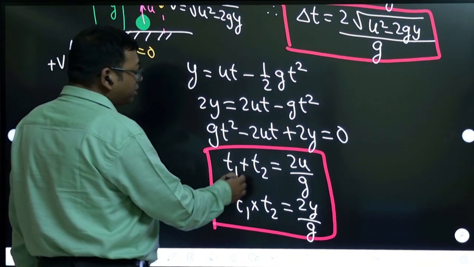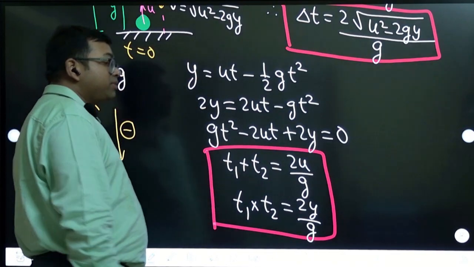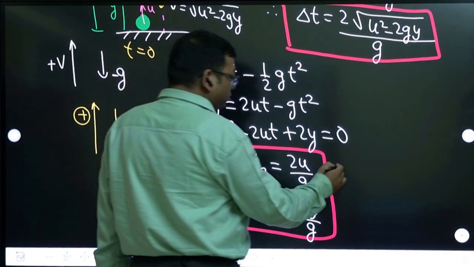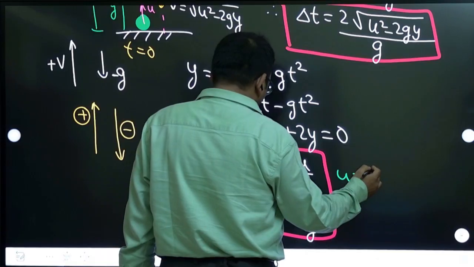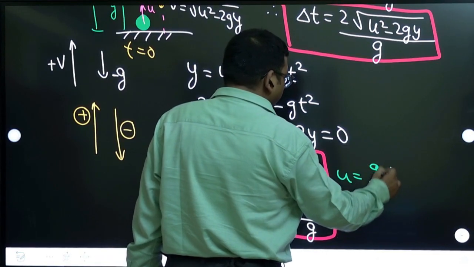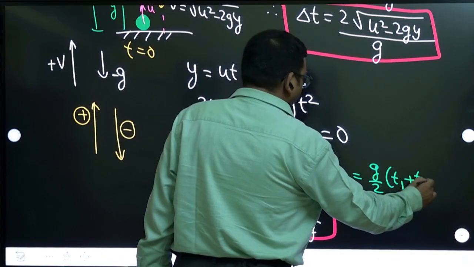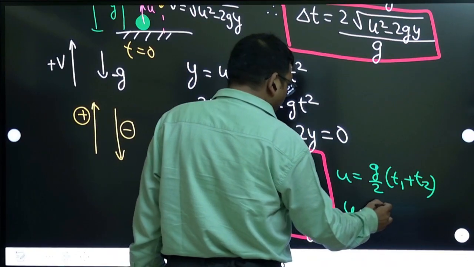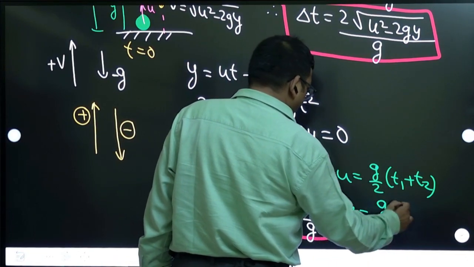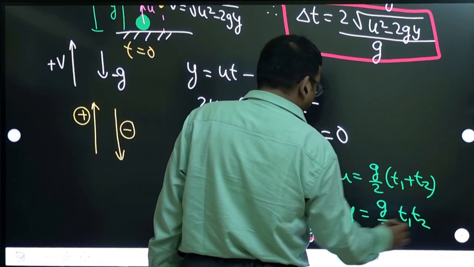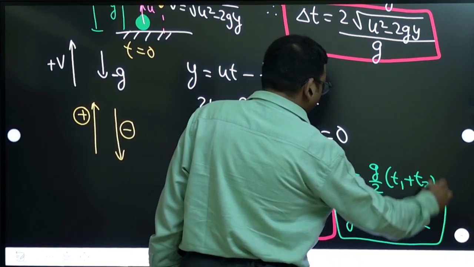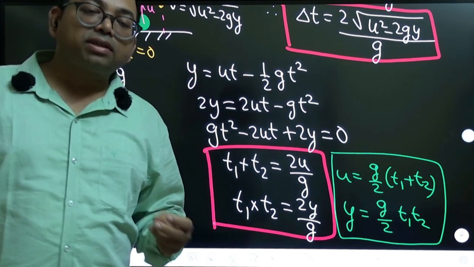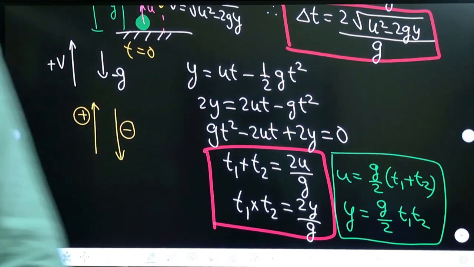Or they will give t1, t2 and ask what is the initial speed with which we are throwing it. From here you can calculate. From here u will be g by 2 into t1 plus t2, and that height y will be g by 2 into t1 t2. This is a very very important formula in NEET. If you know this, within 1 second you will solve it.